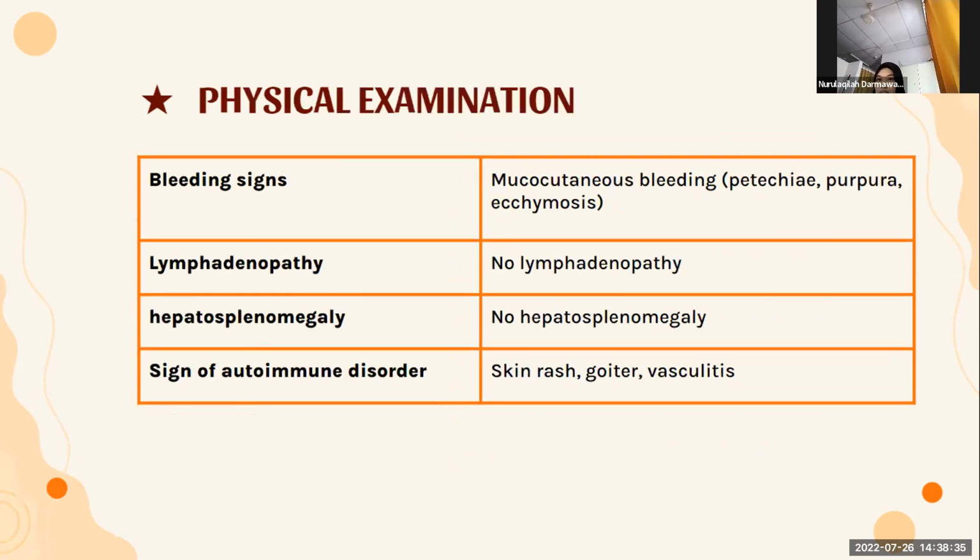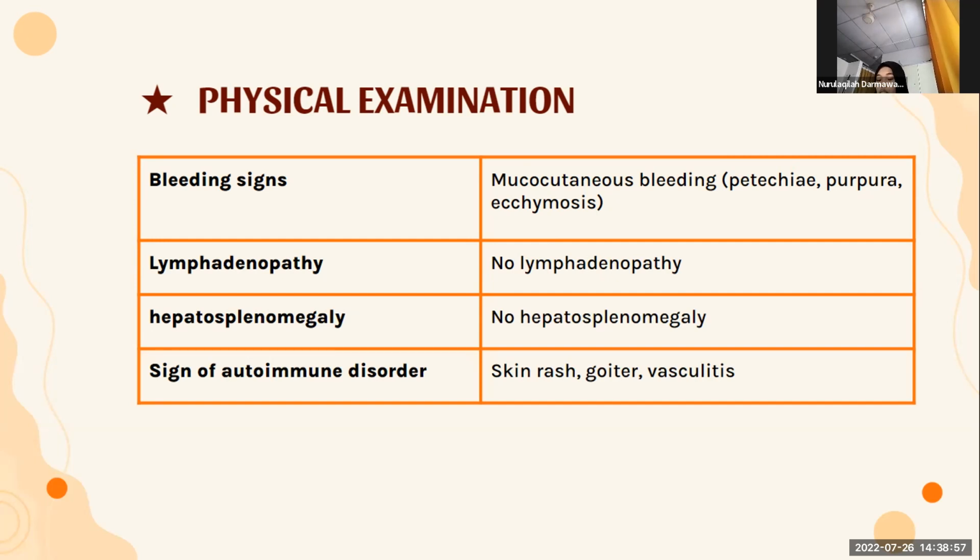Next is the physical examination. From the physical examination, we look for bleeding signs, which are mucocutaneous bleeding like petechiae, purpura, and ecchymosis. Usually these bruises are not palpable and not blanchable, which means when we put pressure on the bruise, it will not disappear.